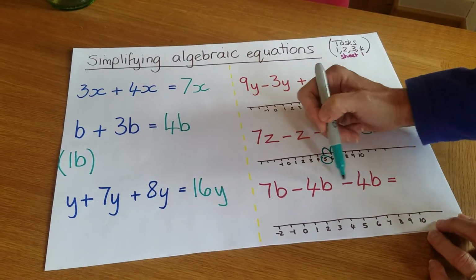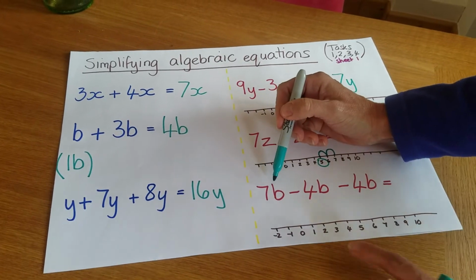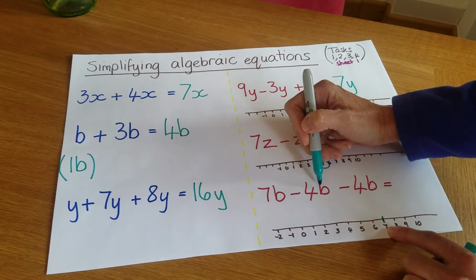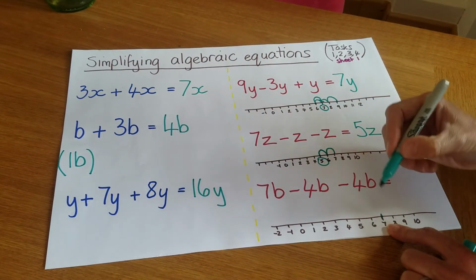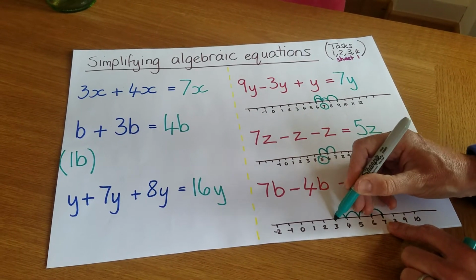7B, let me check they're all B's. Yes, they are. So I can just do this as a sum. 7B, so I'm starting at 7. This is my starting point. Take away 4B. Well, it's 7 take away 4. I'm going this way for subtraction. So 1, 2, 3, 4.